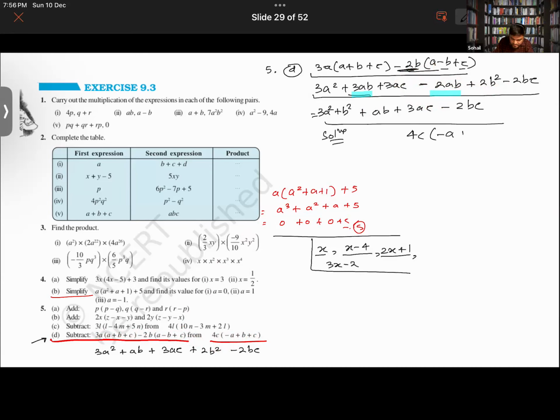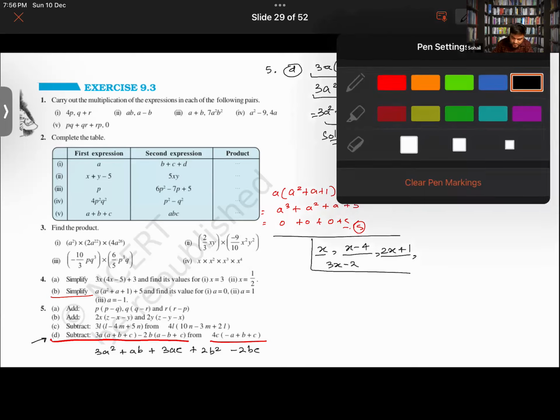4c minus a plus b plus c. Ise hum simplify karenge, that it will be minus 4ac plus 4bc plus 4c square. Okay now. So ये भी हमें मिल चुका है. Now let's do the subtraction part.